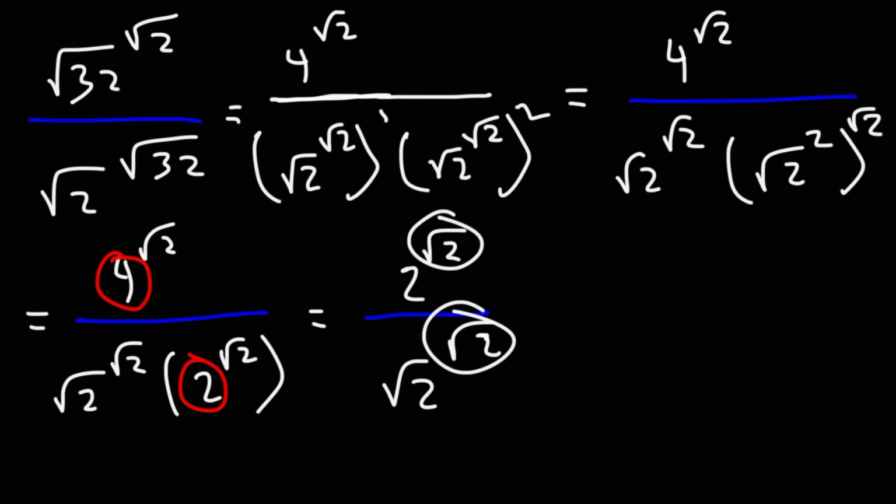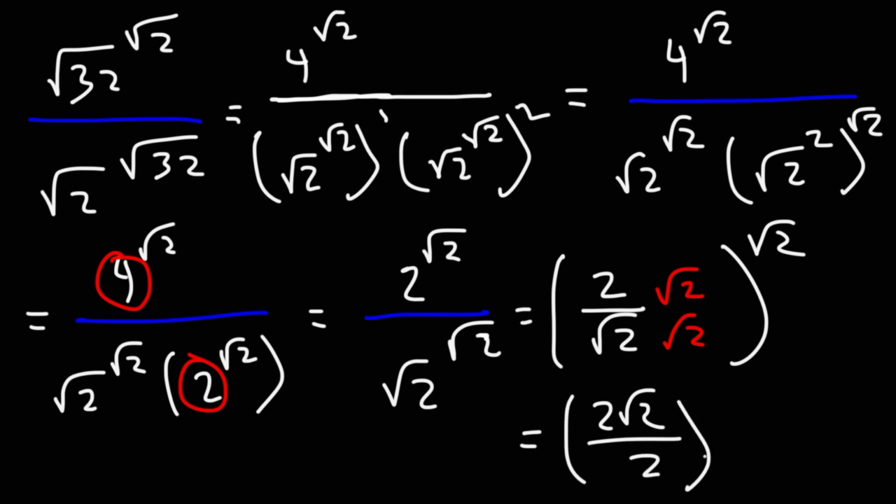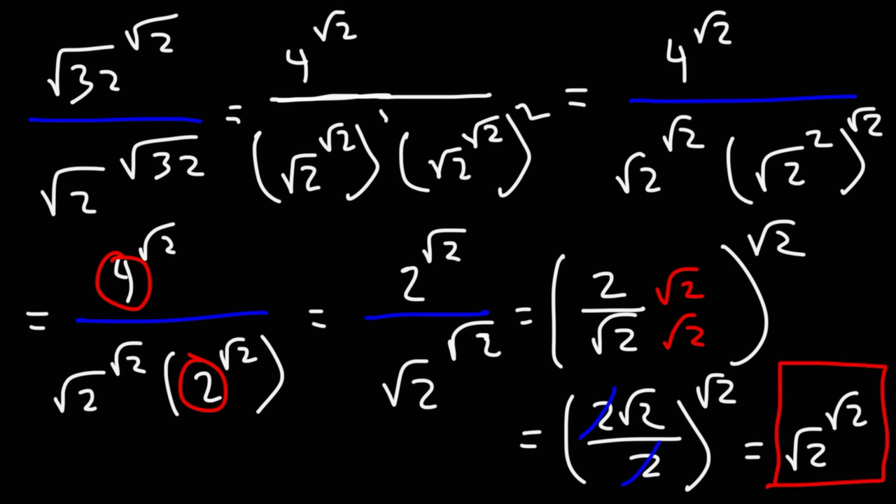Because these two are the same, we want to expand out and write it like this: 2 over square root of 2, raised to the square root of 2. Now what I'm going to do is rationalize the denominator. So let's multiply the top and bottom by the square root of 2. So on top we have 2 square root of 2. This becomes 2 times 2, which is 4. Square root of 4 is 2. So we have this at the moment. And then 2 divided by 2 is 1. So our final answer for this problem is the square root of 2 raised to the square root of 2. That's as far as we can simplify it.